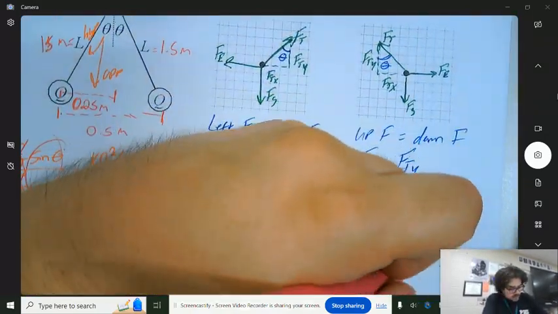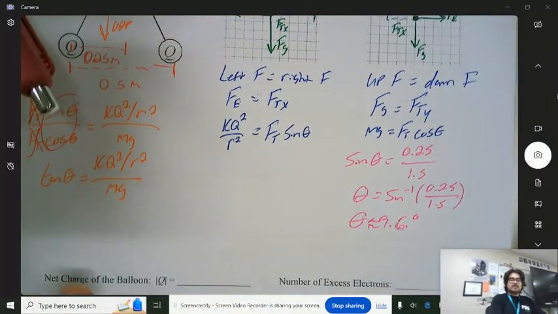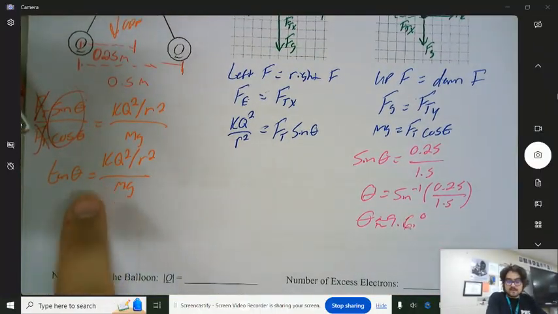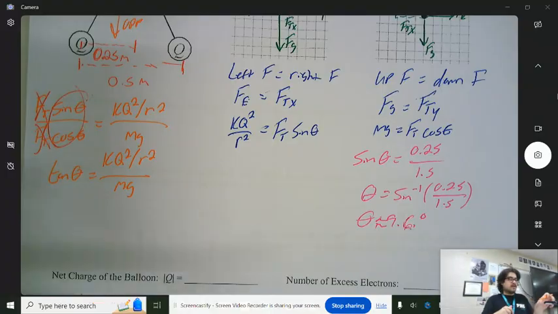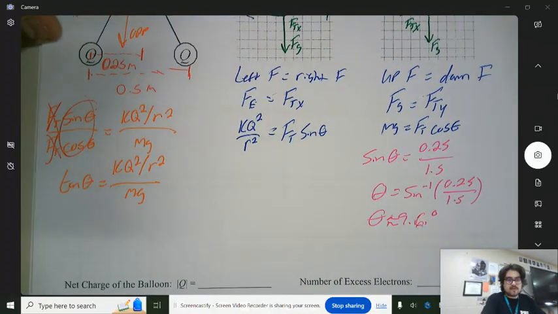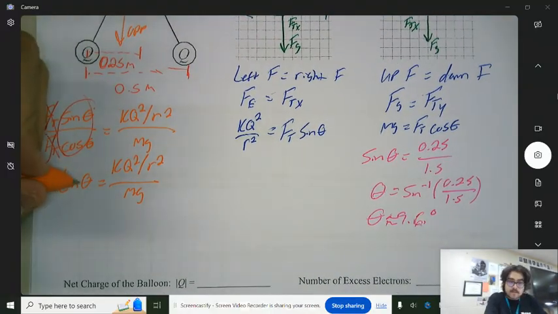Okay, degrees. Then what you're going to do is solve for Q in this equation that I have here in orange. Can't really see it that well, so I'll turn on the light. I don't think that's actually going to help any.